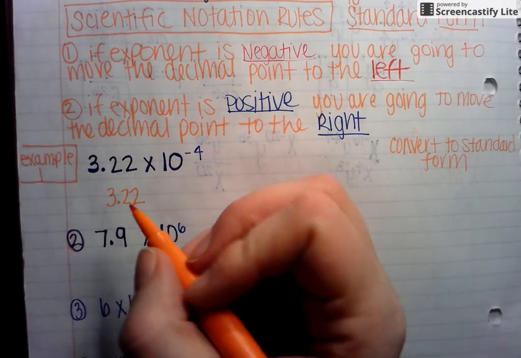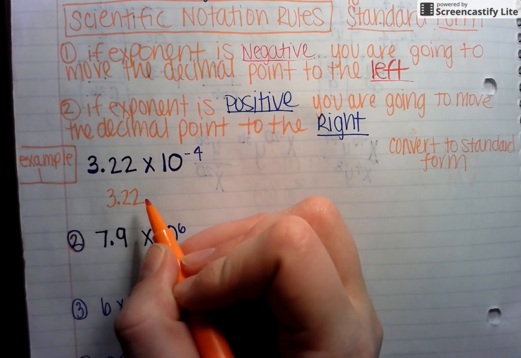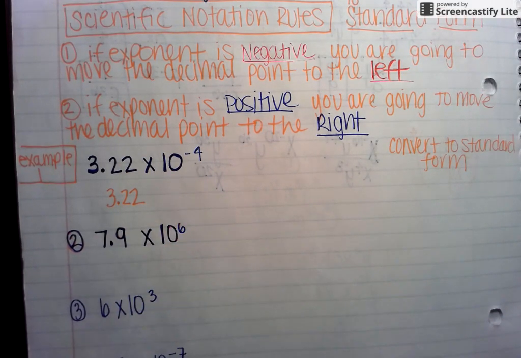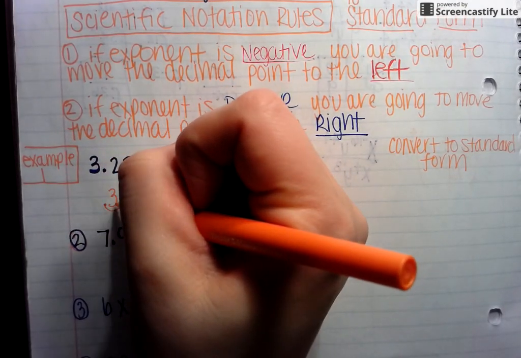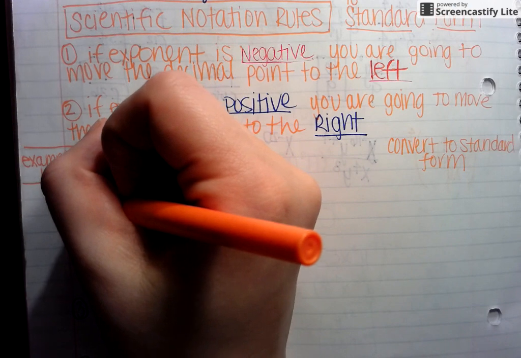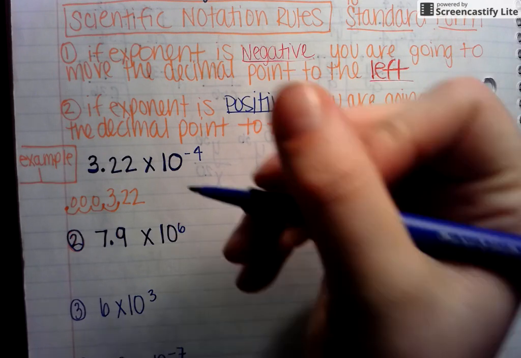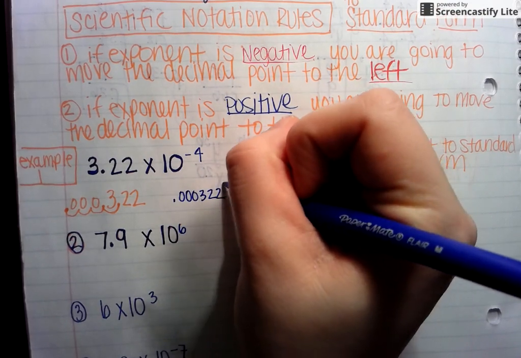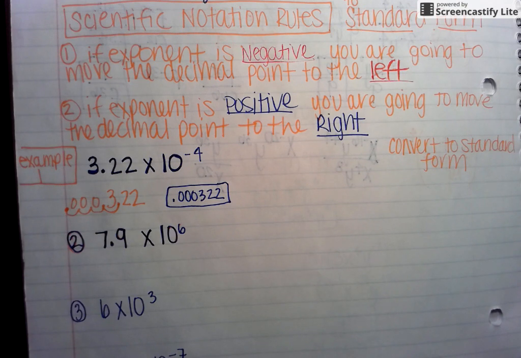If I went to the right, logically, it couldn't be that number, because if I moved it to the right, that's going to make that 32,200. So that's not going to work. We want to make it smaller, so we're going to move it to the left, sorry. 1, 2, 3, 4. I'm going to put my decimal there. I'm going to draw in my zeros. Okay, so my final answer is going to be 0.00032, which is the number that it actually is. So that is the standard form number.